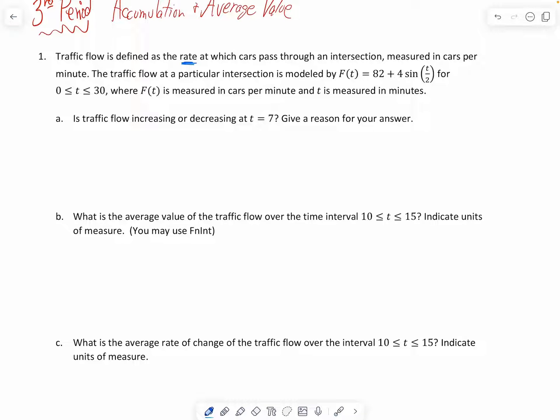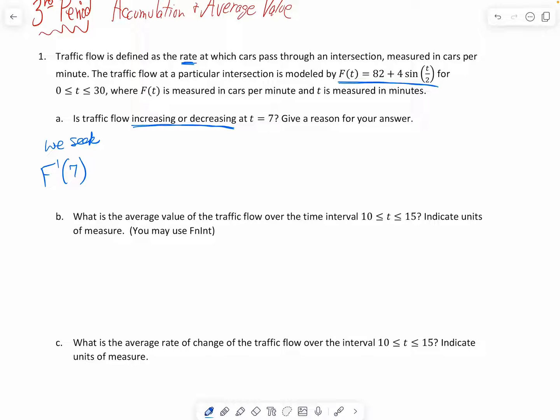That's really a first semester calculus problem: is the first derivative positive, negative, or zero? In this case, because the function that we have is actually a rate already, we want to find out the rate of that rate, or how that is changing. So we seek big F prime of 7. We want to see if the flow is increasing or decreasing at t equals 7.